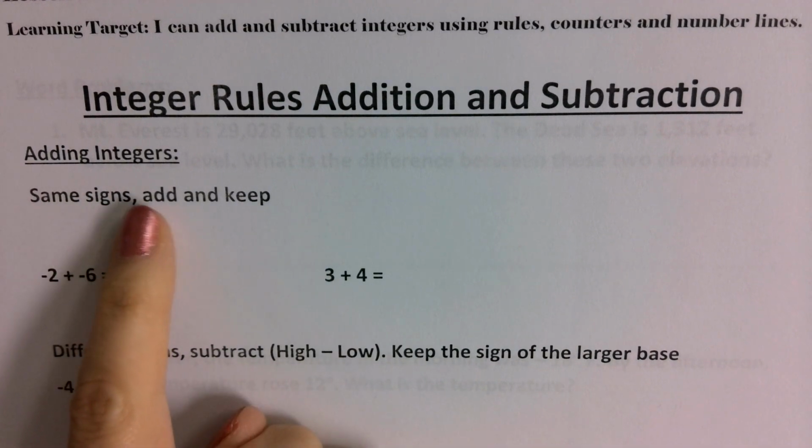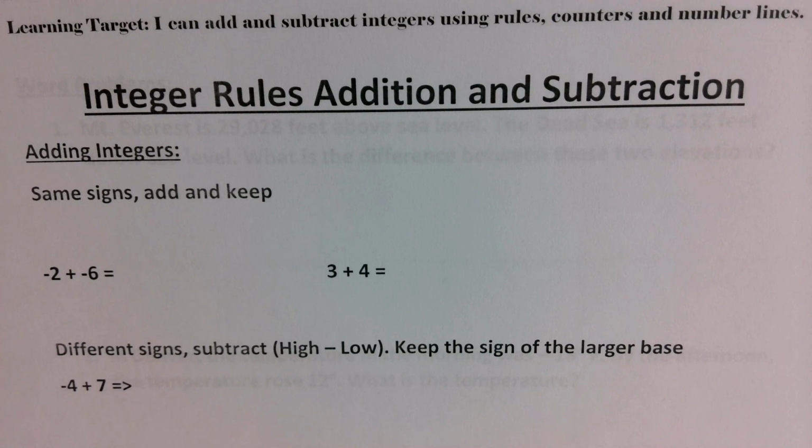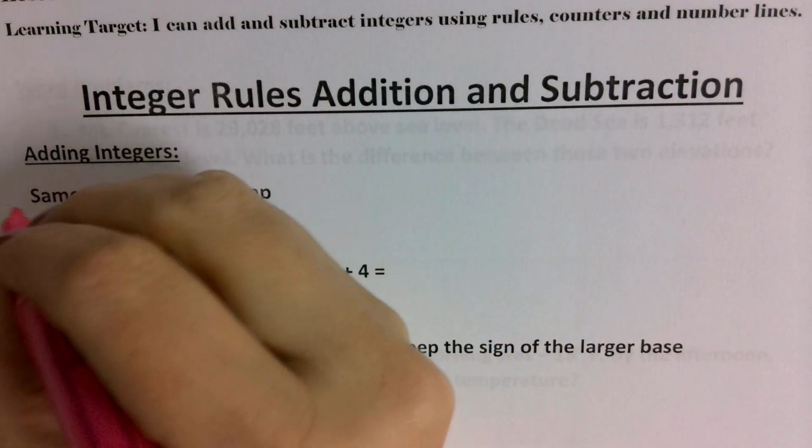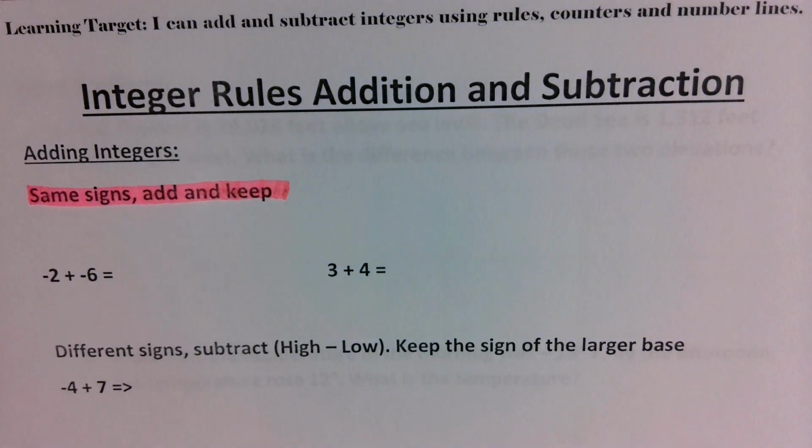With addition, you've got 2 rules that you follow. The first rule is if they are the same sign. If you happen to have the same signs, then you're going to add the 2 numbers together, and then you're going to keep the sign of the 2 values. So if they were positive values, you keep a positive answer. If they were negative values, you would keep a negative answer.